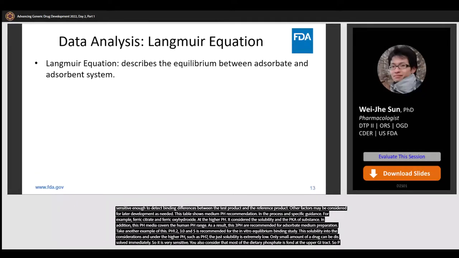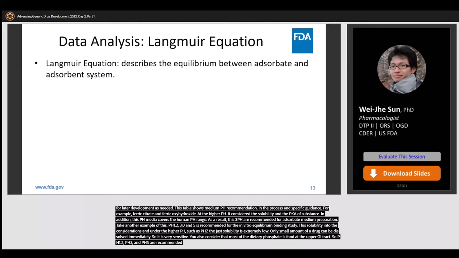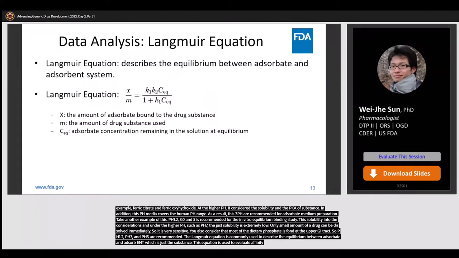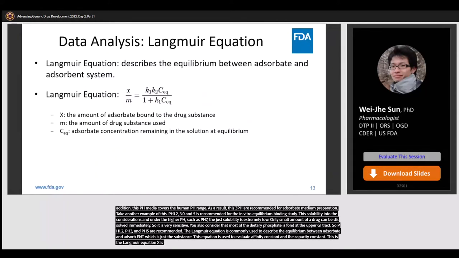The Langmuir equation is commonly applied to describe adsorption at a solid-liquid interface. For the in vitro equilibrium binding study, the Langmuir equation describes the equilibrium between the adsorbate and the adsorbent, which is the drug substance. This equation is used to evaluate the affinity constant and the capacity constant. This is the Langmuir equation. X is the amount of adsorbate bound to the drug substance. M is the amount of drug substance used. C equilibrium is the adsorbate concentration remaining in the solution at equilibrium. K1 and K2 are the affinity constant and the capacity constant.